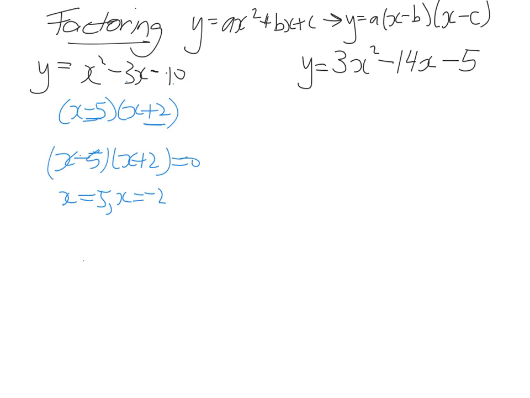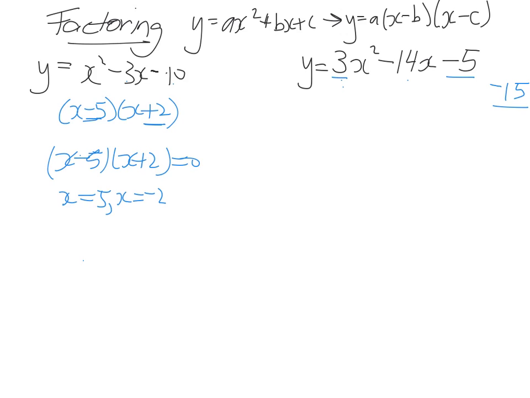Okay, a little bit different here. We were looking at where a is not 1. So what we do is we multiply the first number and the third number. So we multiply a and c, and we get negative 15, since 3 times negative 5 is negative 15. So we want two factors of negative 15 that add up to make negative 14.